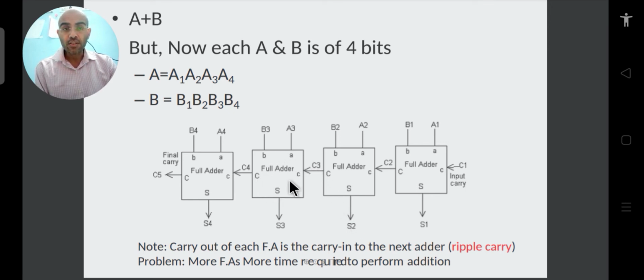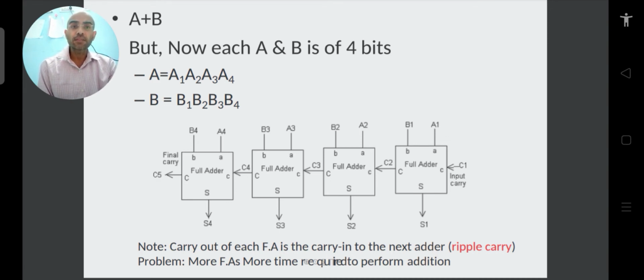And the carry output generated by this sum, and the sum bit will be correct only if this C3 is available. So you can see that this type of parallel adder can be useful for implementing operations on words which are multiple bits long, like in this case 4-bit. So it can be used to perform multi-bit operations. So that is the advantage.